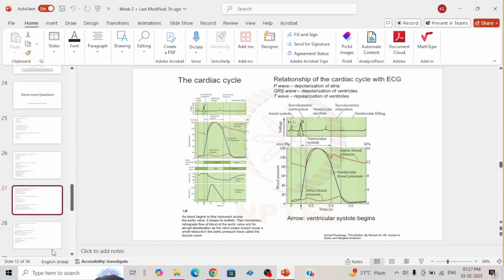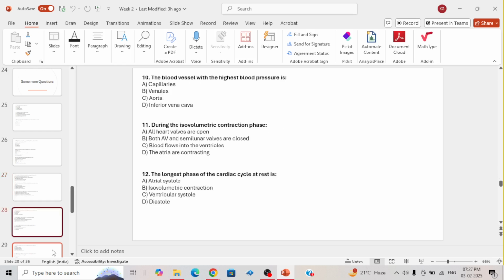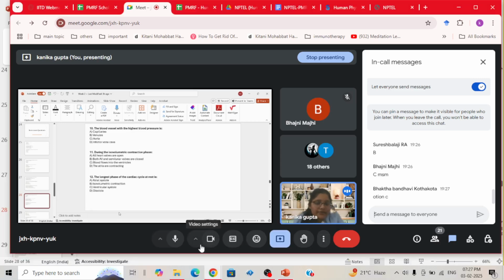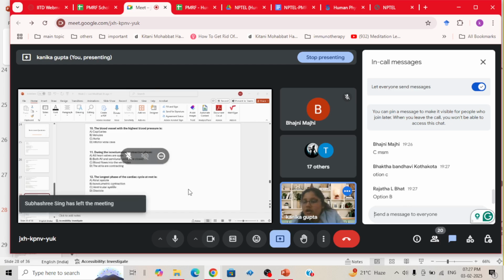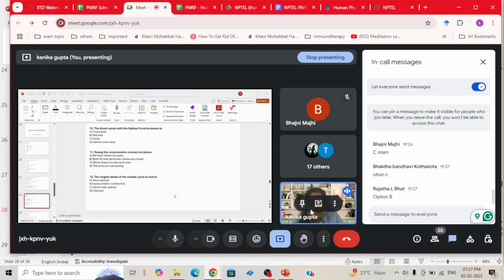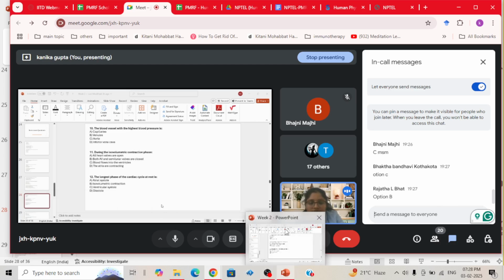Okay. हाँ जी, अब इस क्वेश्चन का आंसर करेंगे सब लोग. During the isovolumetric contraction phase, answers please in the chat box, everyone. According to them, it is option C. Okay, Raj. ठीक है जी, तो इसका आंसर मैं बता देती हूँ. It is both AV and semilunar valves are closed. ठीक है, both AV and semilunar valves are closed. Let's move towards the next question.